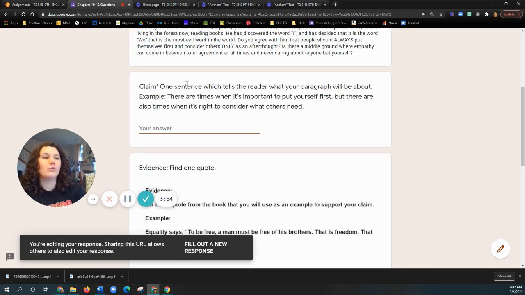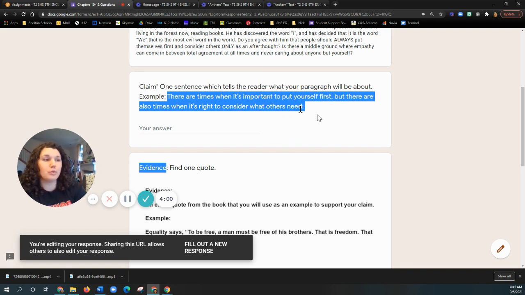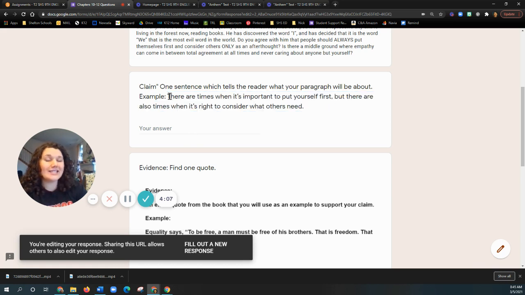First, the claim: one sentence that tells the reader what your paragraph is going to be about. An example might be that there are times when it's important to put yourself first, but there are also times when it's right to consider others' needs. This is a nice example of someone who says there's some middle ground. You might say, I agree with Equality in Ayn Rand's Anthem that the individual's needs should be put before the many. That could be another example of a claim.